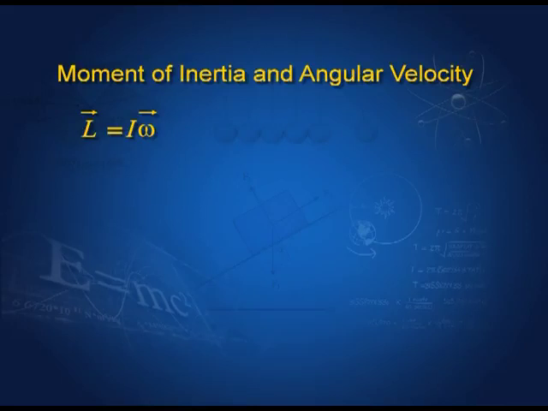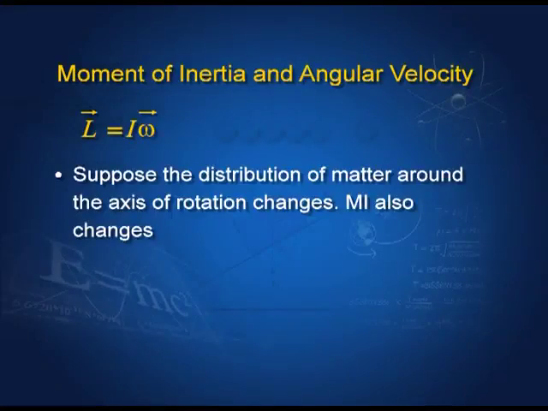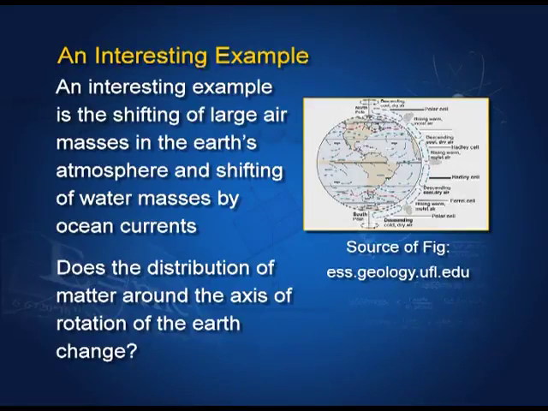So let us come back to the angular velocity and the angular momentum. L is I omega, and suppose now the distribution changes, and because of that the moment of inertia changes. So what happens to L? If there is no torque acting and L is to remain constant, that means omega must change. So, to conserve angular momentum, the angular velocity would change if there is a change in the distribution of matter around the axis of rotation. Let us see this very interesting example. You must have seen this map in your geography class.